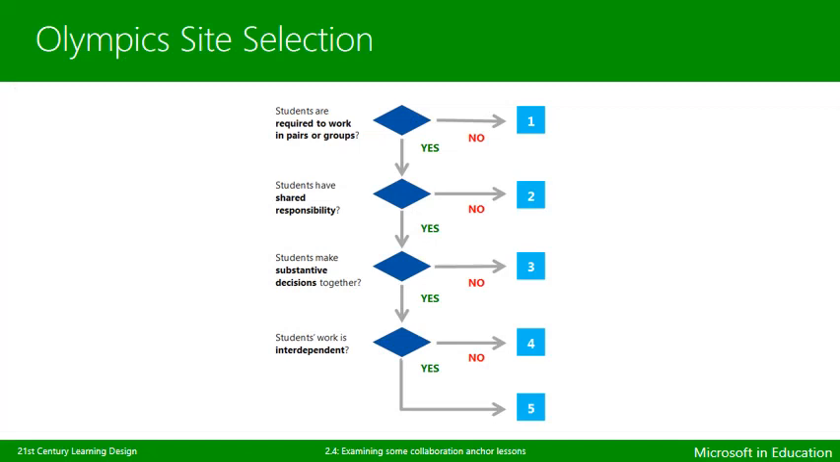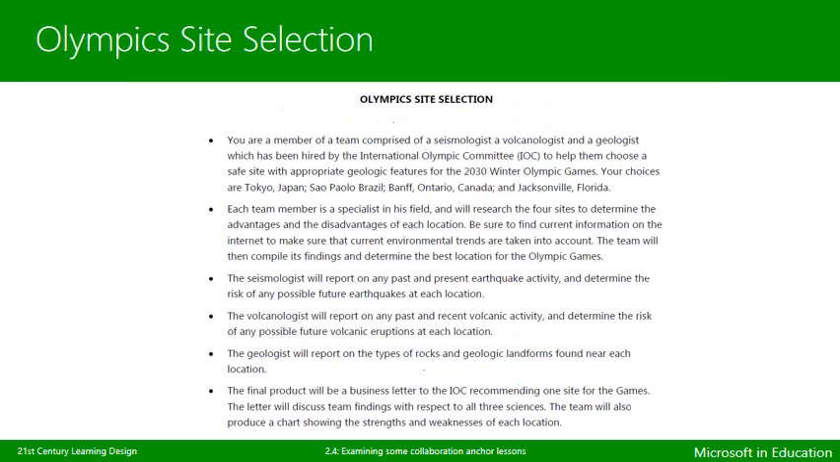The evidence points to a code 5 for this learning activity. This means that students do have shared responsibility and they do make substantive decisions together about the content, process or product of their work, and their work is interdependent. The evidence for a code 5 is found on page 4.